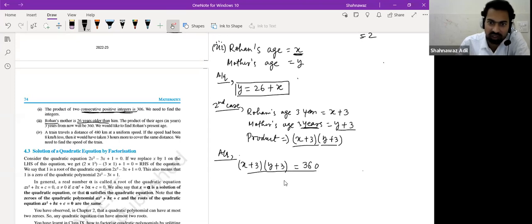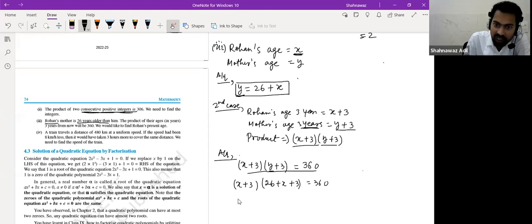Yes, sir. So now we have to write the quadratic equation, not the linear equation in two variables. We can write the value of y here. We have calculated y as a function of x, so we can put it here. So this would be x plus 3, and y is 26 plus x, plus 3, which is x plus 29, equals 360.